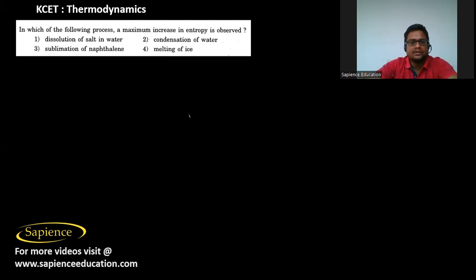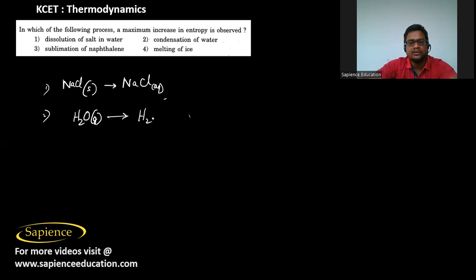Then here it is asked in which of the following processes a maximum increase in entropy is observed. The first is the dissolution of salt in water, which means the salt, for example NaCl in solid form, goes into aqueous solution form. And in the second case, condensation of water, which means water in the gaseous or water vapor form condenses into the liquid form.